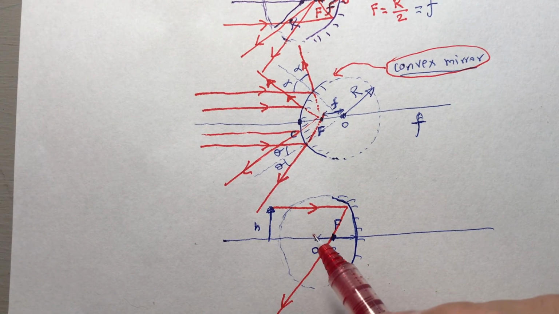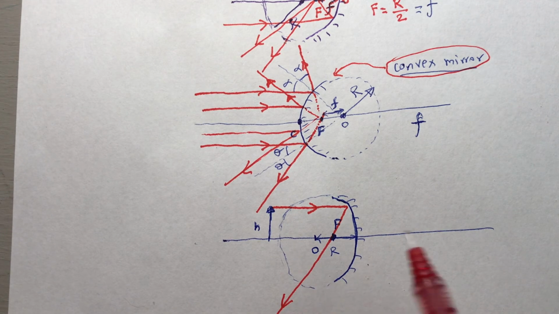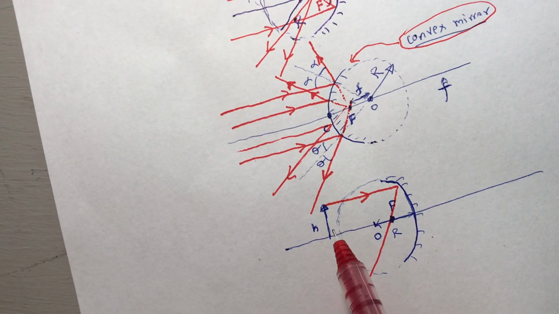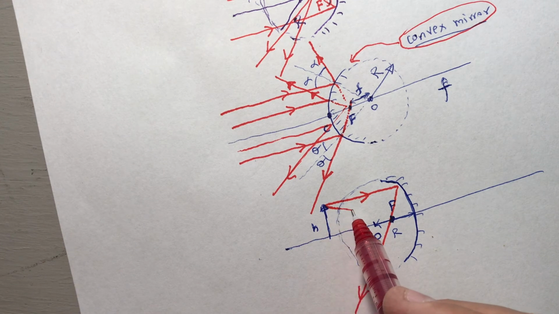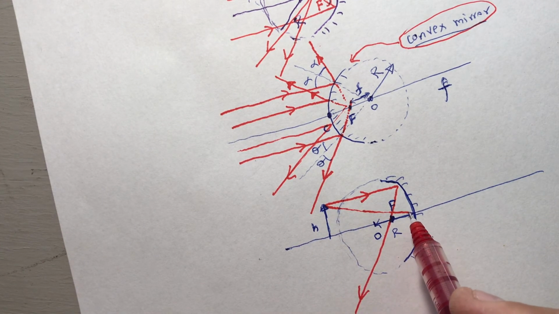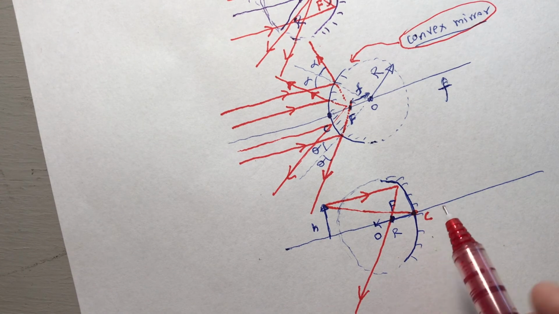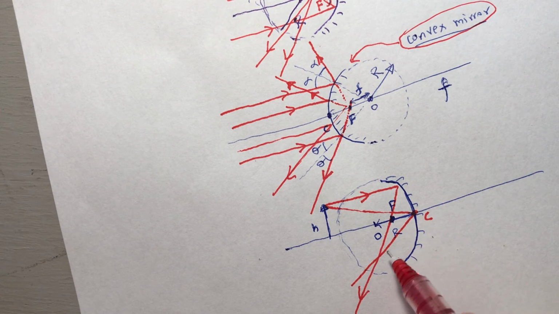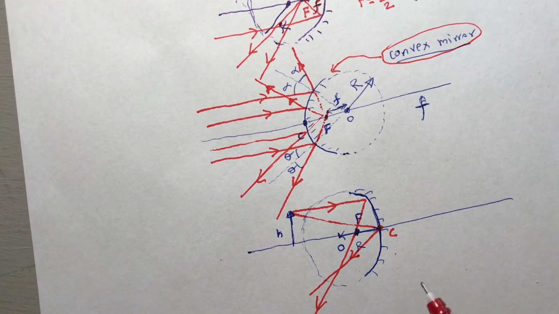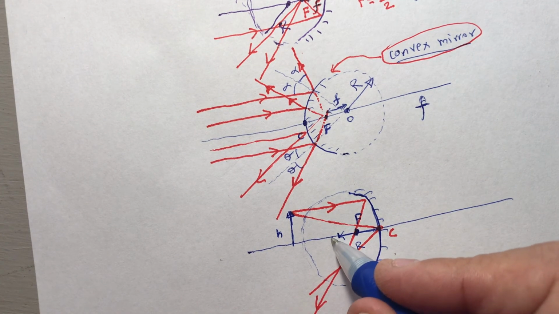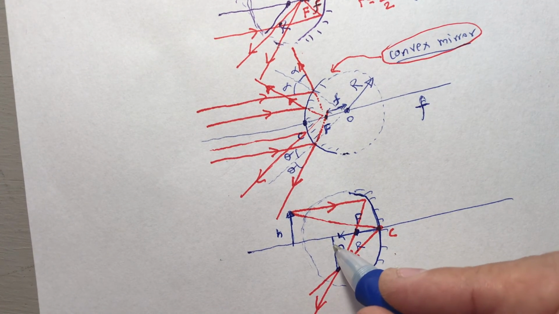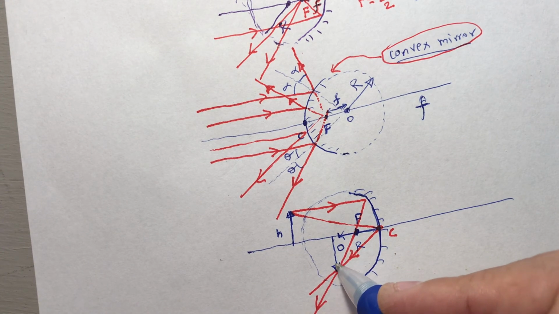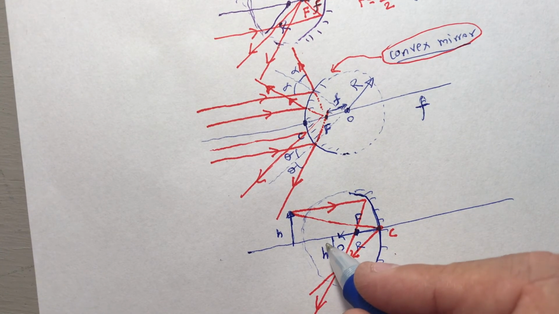Now we take another ray. Let's take this ray, for example, going this way towards the center, this point here. I call it C, and it's going to reflect with the same angle like that. So the image actually is here. You need to join this intersection. That's the image. This is H prime.